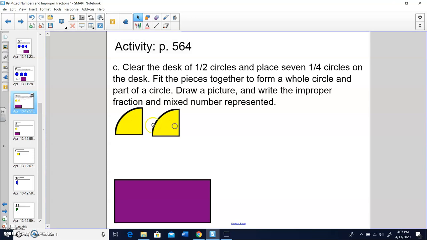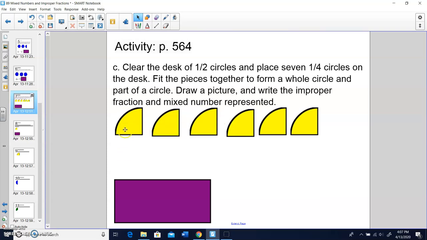So I have 1, 2, 3, 4, 5, 6, 7. Now I'm going to arrange them so that I can form full and part circles. So 2/4.